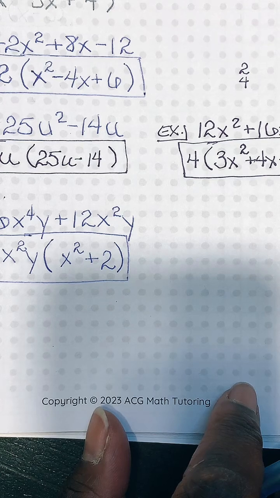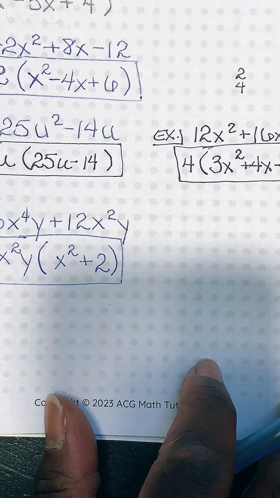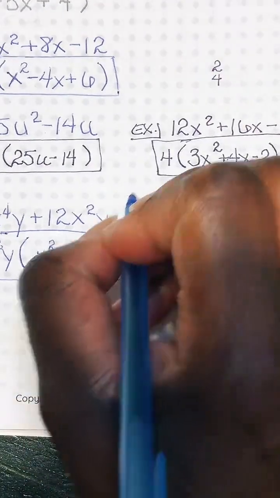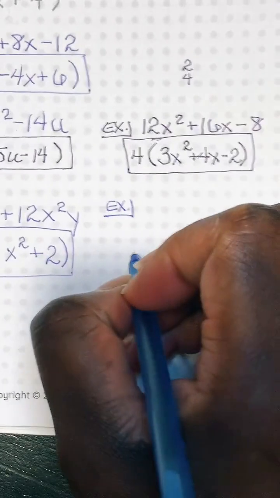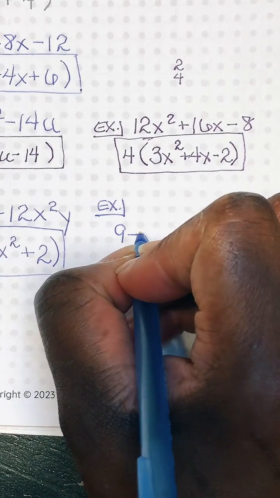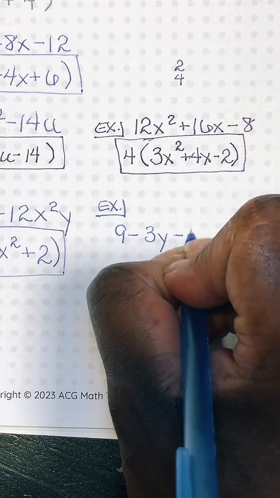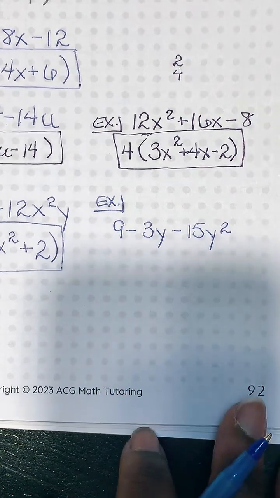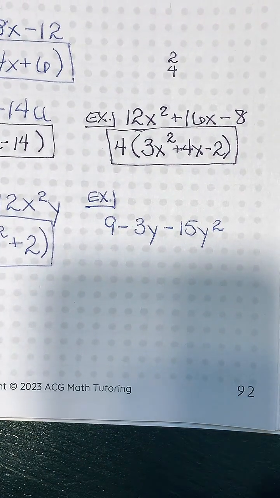Yeah, I don't want to do that one yet. That is coming up. But let's do, because I don't think I did that one yet. Okay, so here we go. So let's do our 9 minus 3y minus 15y squared.